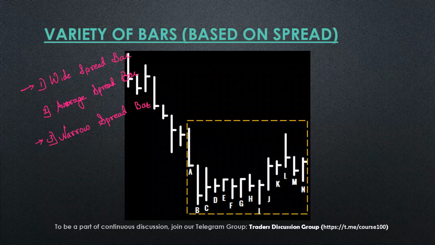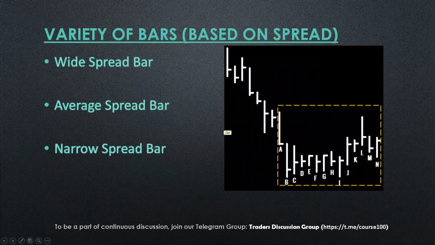So in this particular example, we are taking these many bars under consideration. We will observe these many bars. We will start from A and we'll go till N and define what kind of bars they are. So let's move on to the other slide and let's name them.